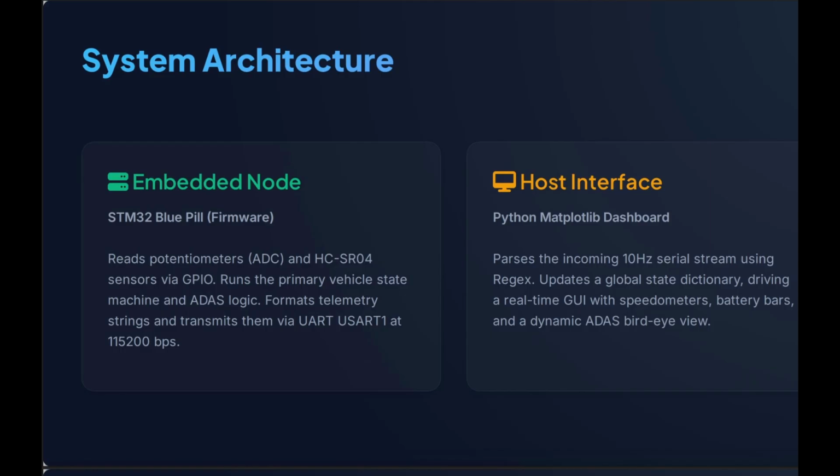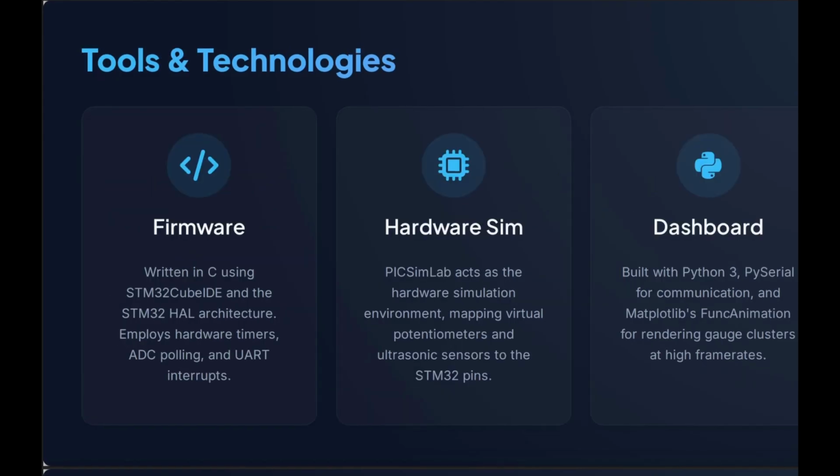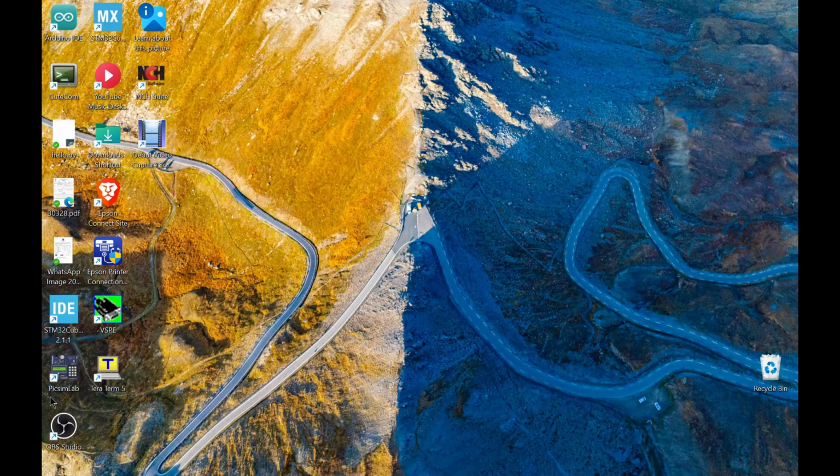For the tech stack, I have used the STM32 Blue Pill microcontroller. Because we need a safe environment to test the firmware, I have used the PICSimLab simulator, which maps virtual potentiometers and ultrasonic sensors to STM32 pins. Then this is sent through the serial port via UART to the Python dashboard. Now let us move to the demonstration phase of the project.